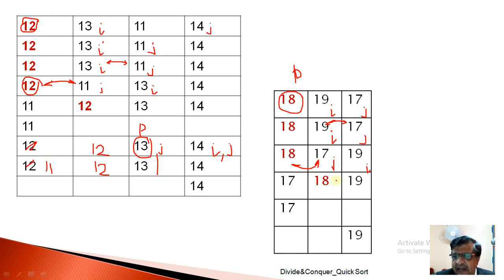So therefore, the array gets partitioned with the pivotal element occupying its pride of place. So 17 is over here and 19 over here. So finally 11, 12, 13, 14, 17, 18, 19. This is the sorted array.